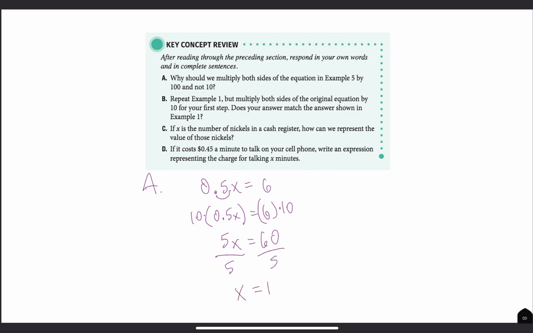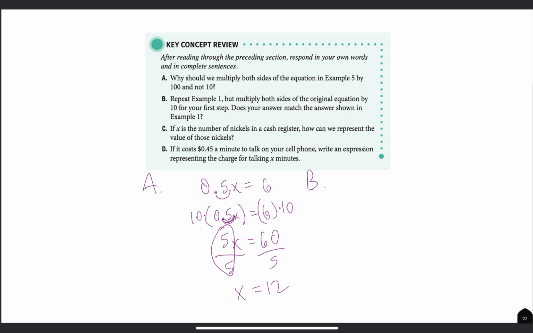So I still have to divide both sides by the coefficient of x at some point, but I can clear the fractions, or clear the decimals, is what it's called, by multiplying by whatever the place value of the decimal is. In this case, if it's in the tenths, we multiply by 10. If it's in the hundredths, we multiply by 100, and that's what that question is getting at. So let's look at B. Repeat example 1. We'll multiply both sides of the original equation by 10 as your first step. Does your answer match the example shown in example 1?